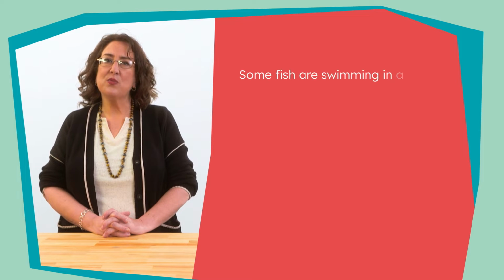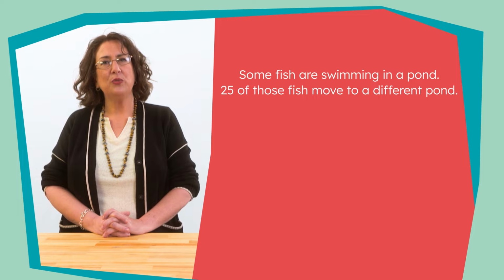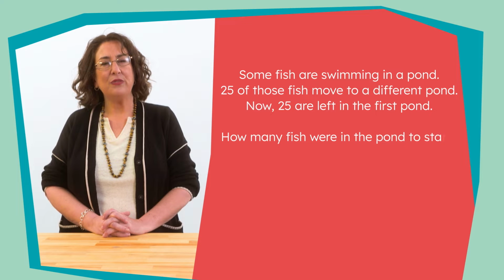Some fish are swimming in a pond. 25 of those fish moved to a different pond. Now 25 are left in the first pond. How many fish were in the pond to start?